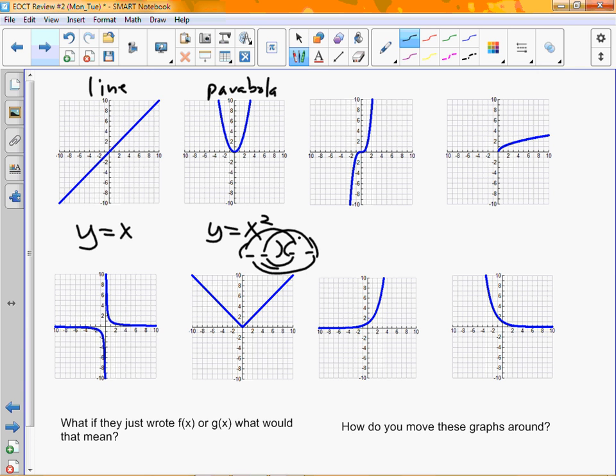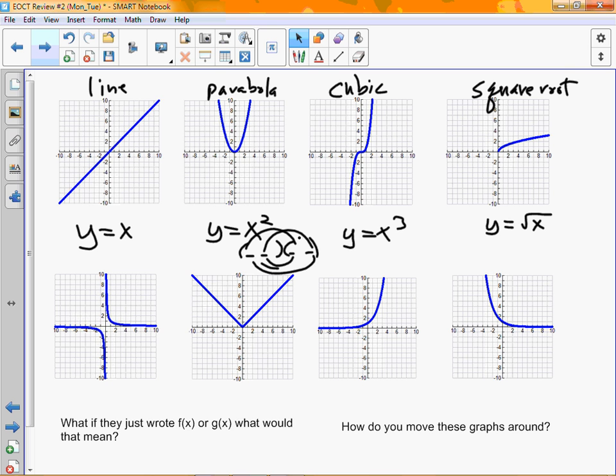X cubed. Yeah, y equals x cubed. Very good. And yes, the next one is a square root. Okay, again, guys, if I wanted to take any of these things and change them from a cubic equation or a square root equation to a square root function, remember, I would take out y and plug in f of x.